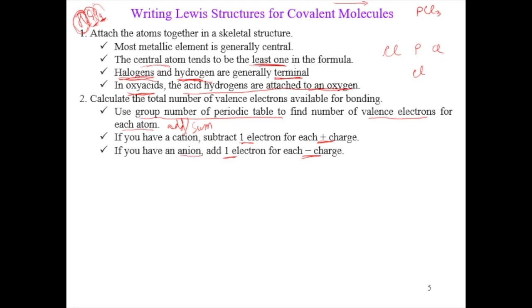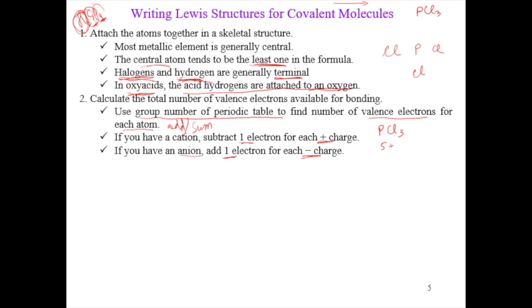But what is the total number of valence electrons? If we look at the periodic table, phosphorus belongs to group number 5, so each phosphorus atom has 5 valence electrons. How many atoms of phosphorus do we have here? Only 1. So the total number of valence electrons coming from phosphorus is 5.